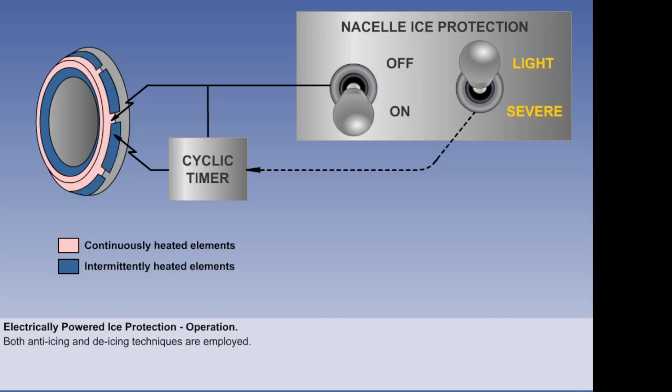The cyclic circuit is arranged so that while the supply is on for some heaters, it is off to others, and vice versa, in order to maintain a constant de-icing load to the electrical system.